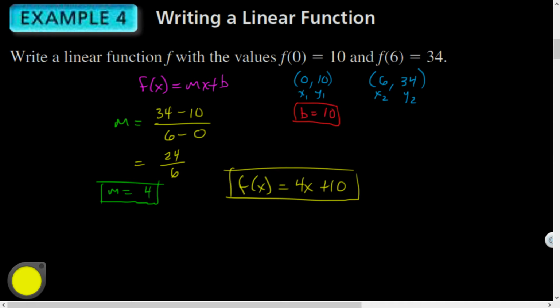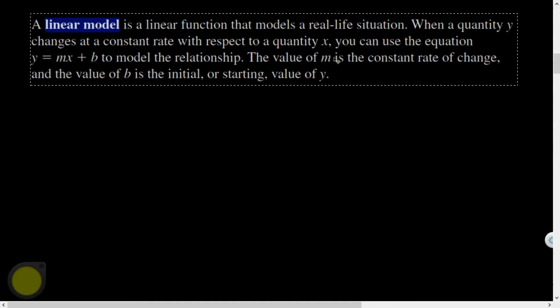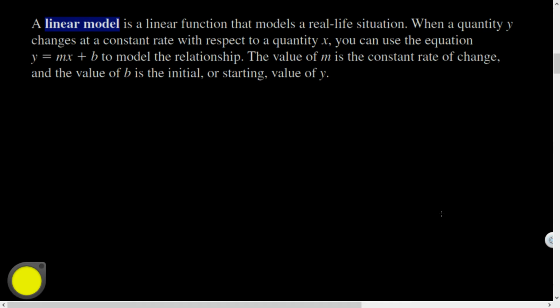All right, let's see. I want to jump right down to a word problem, doing some modeling here. You guys already got this written down, so we're skipping a couple examples. That's fine. It says a linear model is a linear function that models or represents a real-life situation. When a quantity y changes at a constant rate with respect to a quantity x, you can use the equation y equals mx plus b to model it. So when there's a constant rate, then we can use a linear equation, y equals mx plus b. The value m is the constant rate of change, or our slope, right? And the value of b is the initial or starting value for my output.